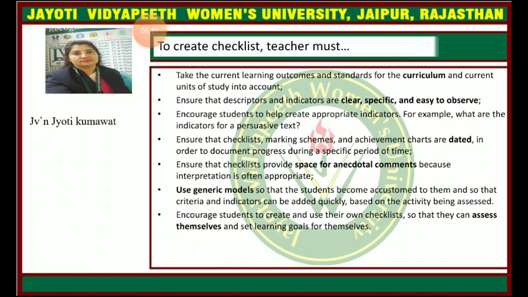Now the steps to create a checklist. The teacher must follow these instructions: take the current learning outcomes and standards for the curriculum and current units of study into account. Ensure that descriptions and indicators are clear, specific and easy to observe. Encourage students to help create appropriate indicators. For example, what are the indicators for a persuasive text?